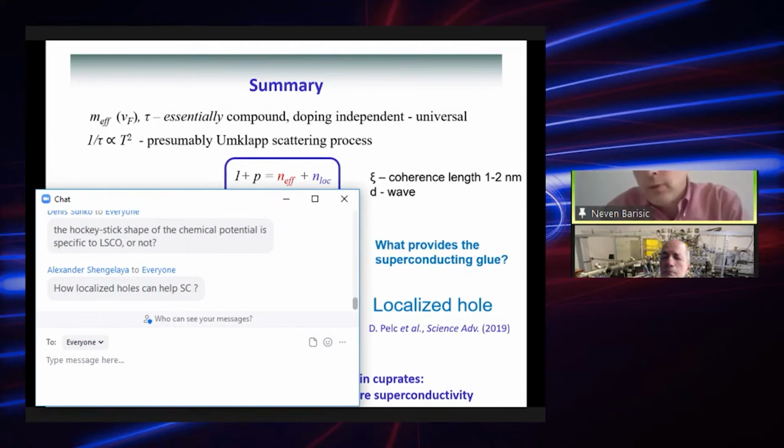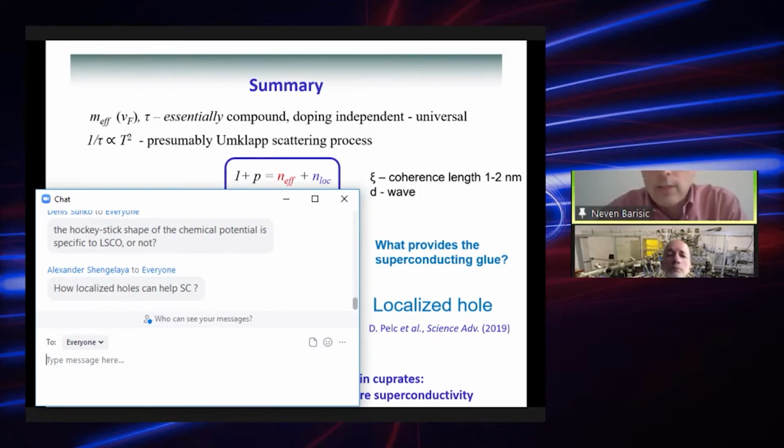Yeah. Okay, there is another question online. Can you hear it? Can you see it in the chat? Yes, question online. It's in the chat. Sorry? Second. How can localized holes help superconductivity? Yeah, that's the question.